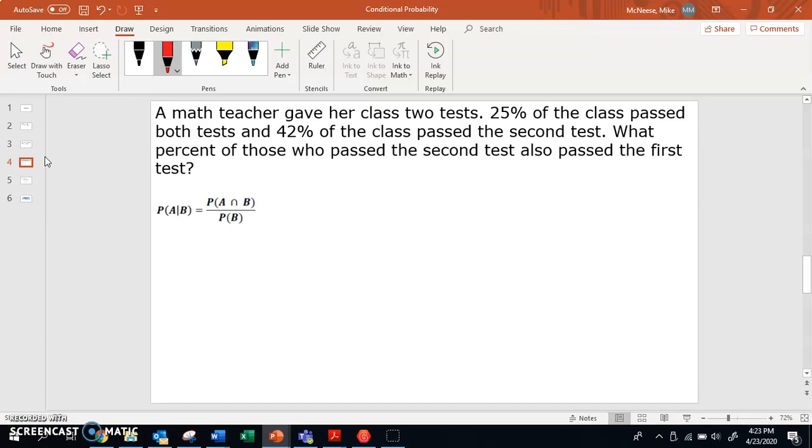So probability of A given B equals probability of A intersect B divided by probability of B. So we know that 25% of the class passed both test A and B. So our top value is going to be 0.25. And then probability of someone passing test B is 42%. So probability of B is 0.42. So the probability of passing A given B is going to be about this 0.25 divided by 0.42, which is 0.55 or 55%.